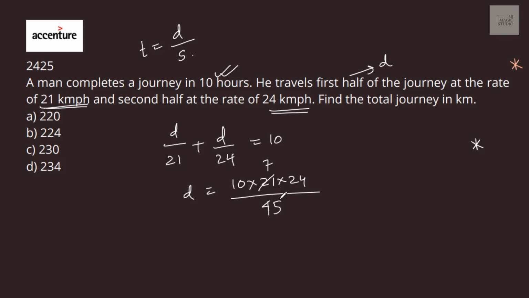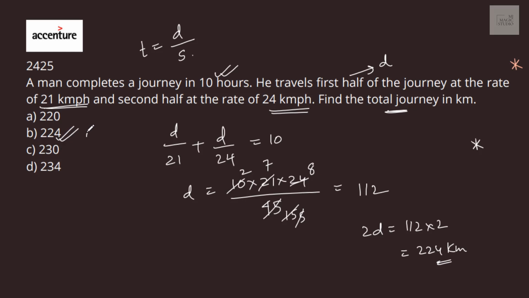3 7, 3 is 15, 3 is 5, 3 is 8, and this is 2. 56 into 2 will give us 112, but the total journey is d plus d, that is 2d. 112 into 2, 224 kilometers is the total journey. Yes, that we have in option B.